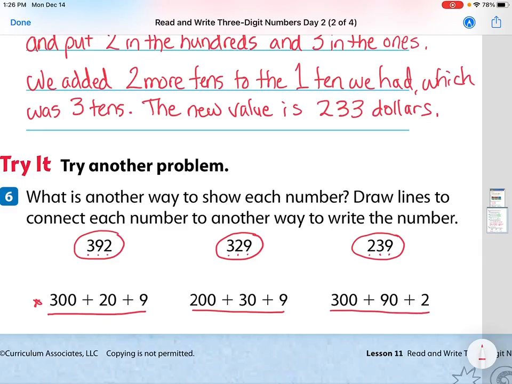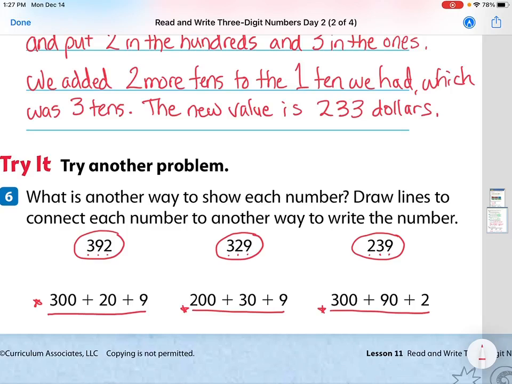This one says 300 plus 20 plus 9. So that's going to match one of the numbers on the top row. 300 plus 20 plus 9, and you may have already found it. The next one is 200 plus 30 plus 9. So that's going to match one of the numbers up above. And then the last one is 300 plus 90 plus 2.